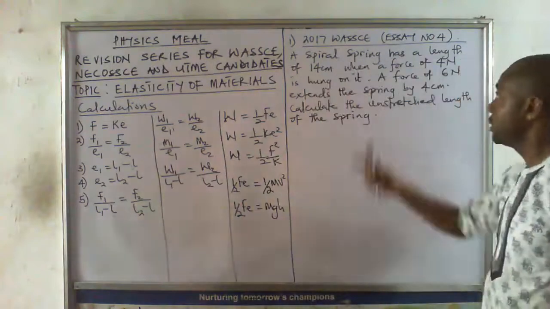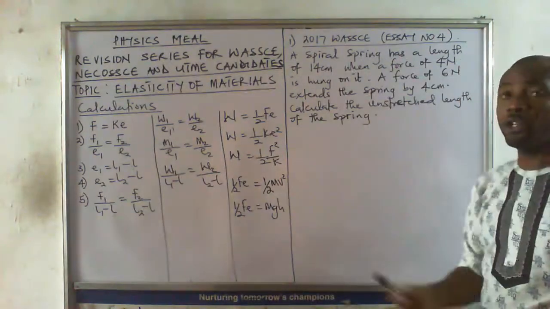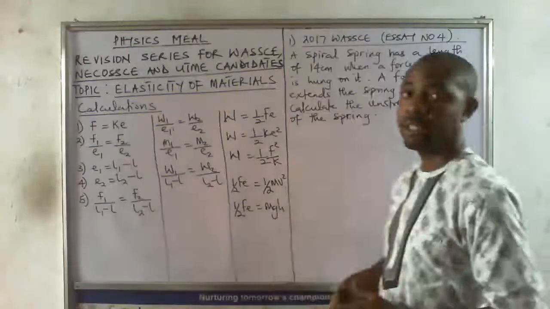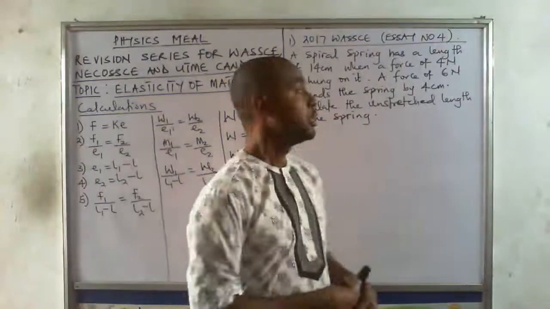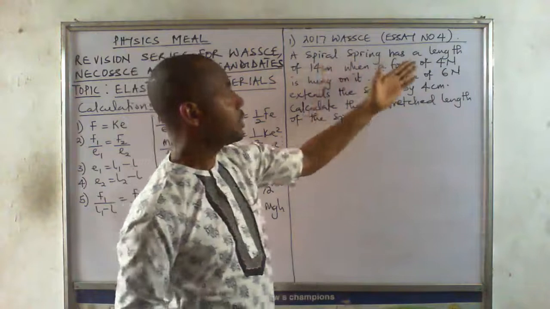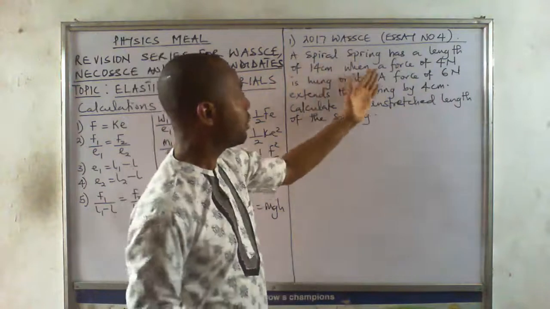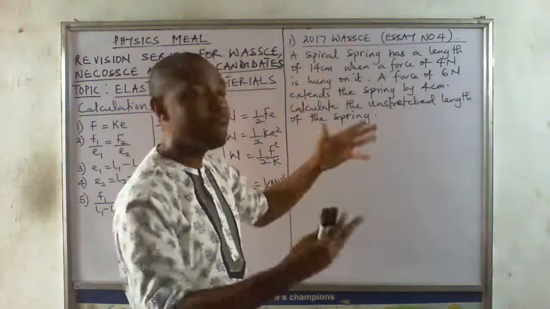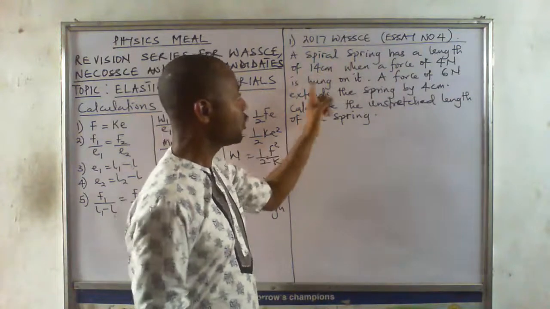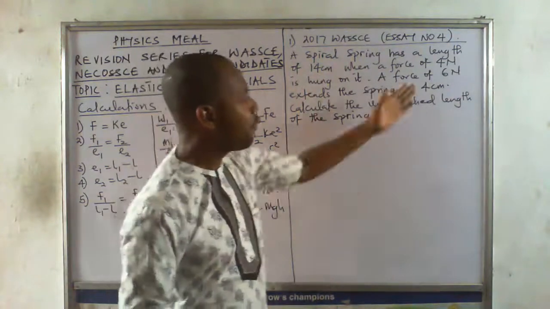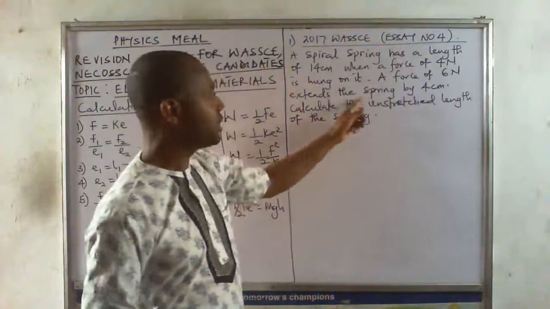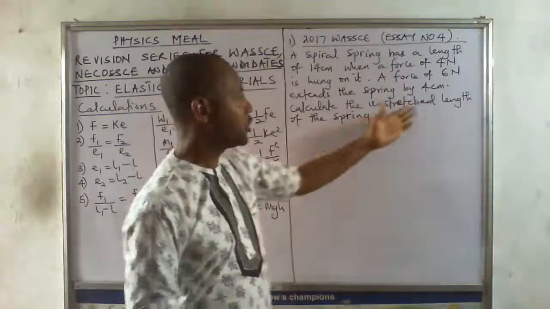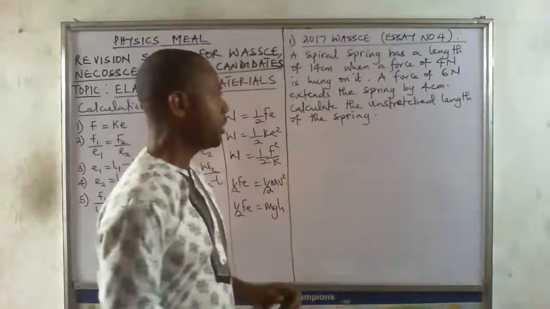Okay, 2017 WASSCE essay question number 4. So how do we go about this? It's a very interesting question. A spiral spring has a length of 14 cm when a force of 4 Newton is hung on it. So the length became 14 cm when this force was hung on it. Then a force of 6 Newton extends the spring by 4 cm. Calculate the unstretched length of the spring.